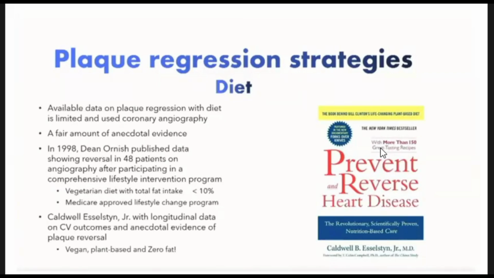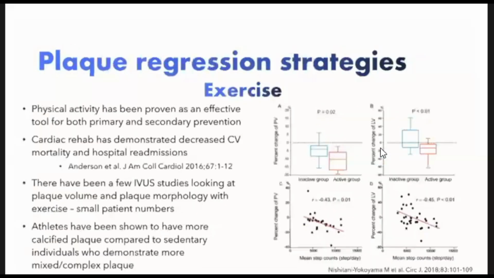And the other one, Esselstyn, adopted a vegetarian, plant-based diet with zero fat. His follow-up longitudinal data and angiography showed plaque regression. This is the book written by him, How to Prevent and Reverse Your Coronary Artery Disease. You can read this book. It has a lot of scientific basis for the diets and why vegetarian diets are important, and how you can do the plaque reversal. So if you can get this book, it's better to go through it.